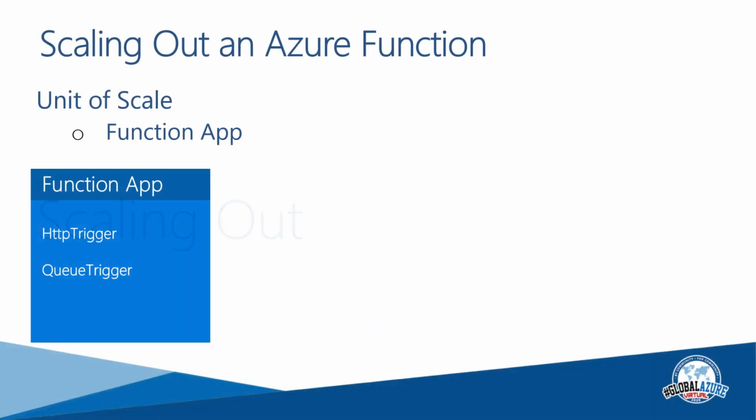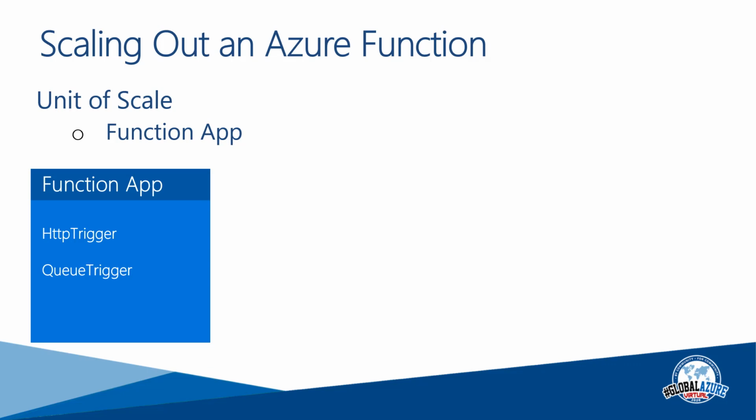That puts us into scaling out. Now, for scaling out in Azure Functions, the unit of scale is the function app. So in our demo, you saw that we had one function app, and in that function app, we had two functions. We had an HTTP triggered function and a queue triggered function.